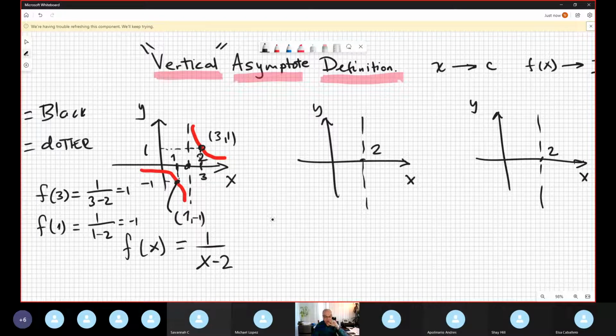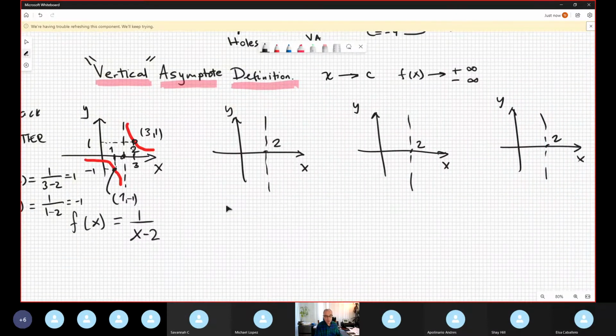It's because we have another kind of vertical asymptote. Suppose we have f of x equal to negative 1 over x minus 2. You put negative 1 here, or you put negative 1 in the front, it doesn't matter. This is very similar to the previous one, but we have a transformation. What kind of transformation? A reflection.